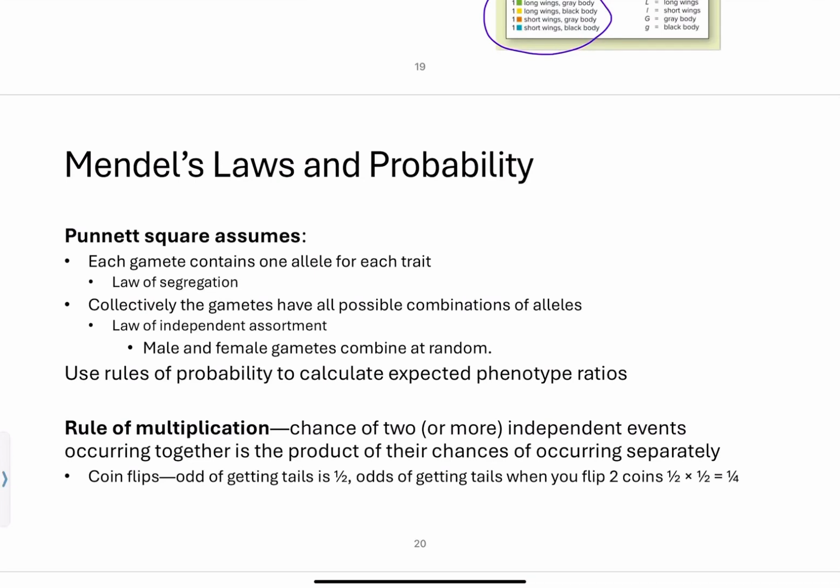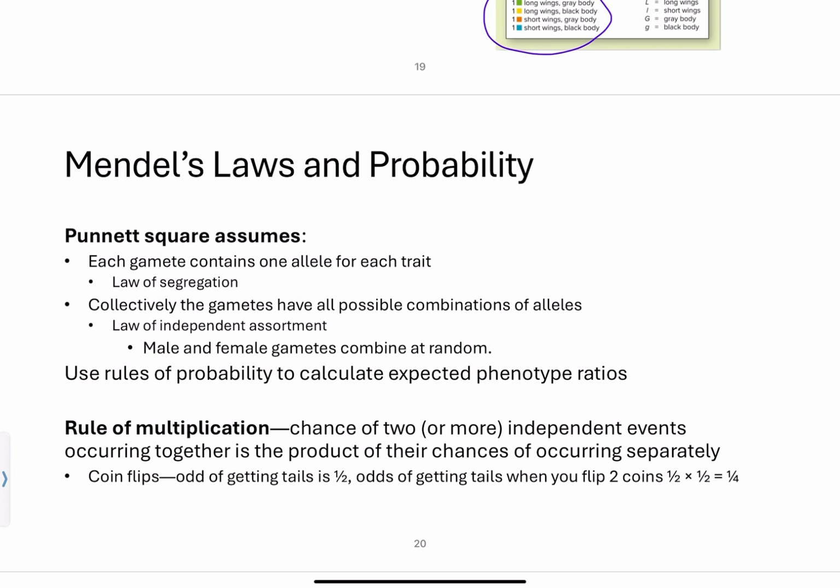Okay, so now that we understand Mendel's basic laws, which were segregation and independent assortment, now we can talk about how they connect with probability and how we use tools like the Punnett squares to predict genetic outcomes. So first, we make some assumptions when we're using the Punnett square.